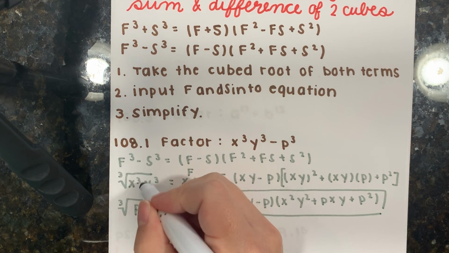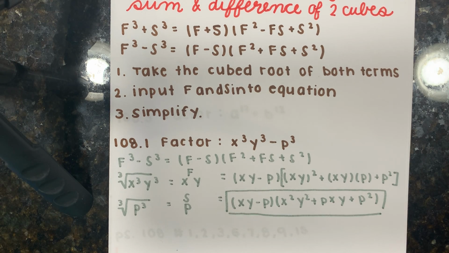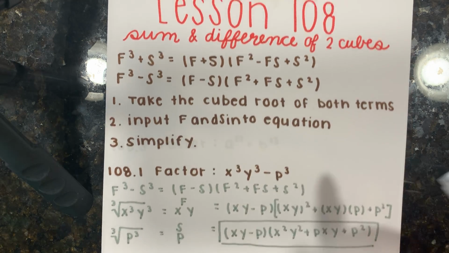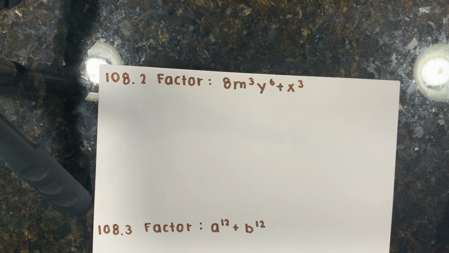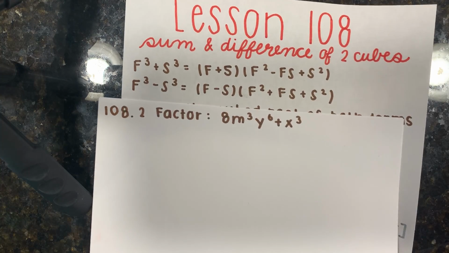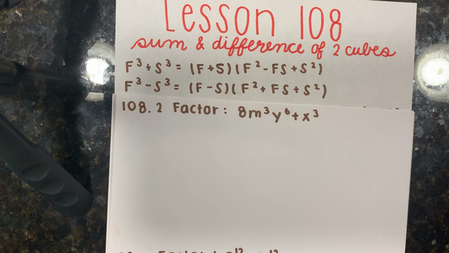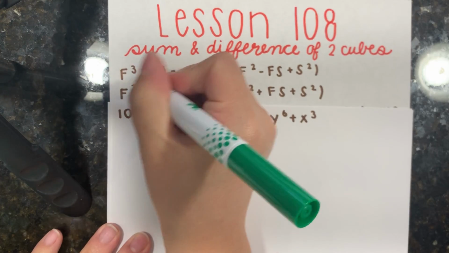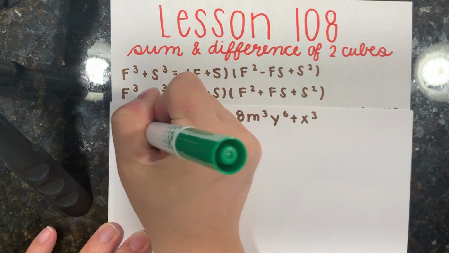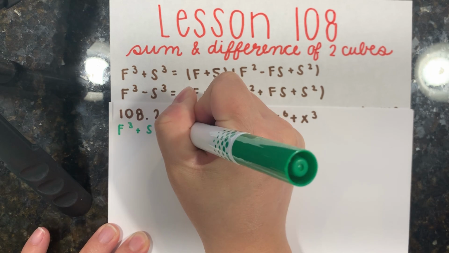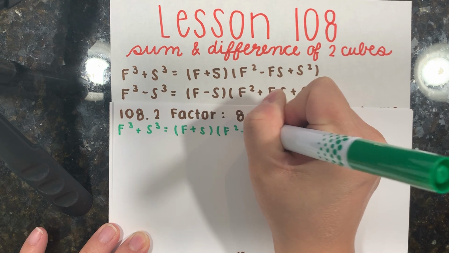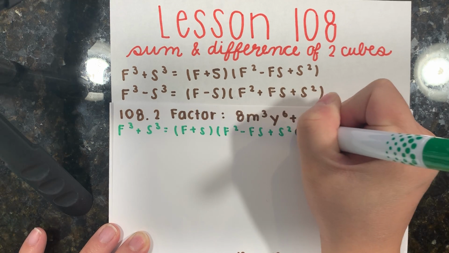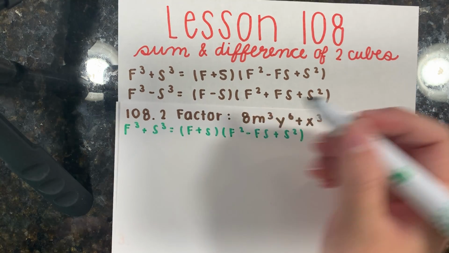So you take the cubed root of your first and your second term, and then you just plug those terms into this equation. Again, you have to have these equations memorized in order to do so. So if I look at 108.2, I am actually going to start by just writing that equation down. We're going to use the plus equation. So f cubed plus s cubed is equal to f plus s times f squared minus f times s plus s squared. And now we have to take the cubed root of each of those terms.